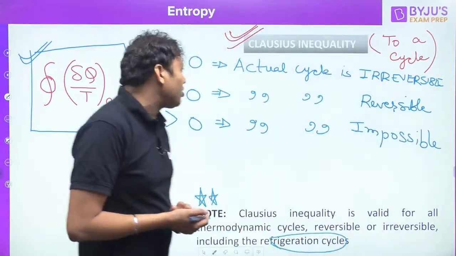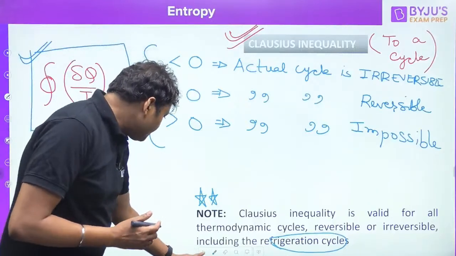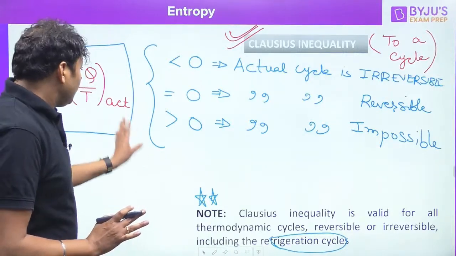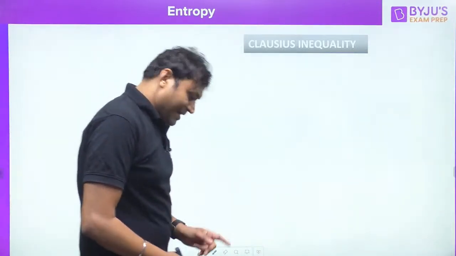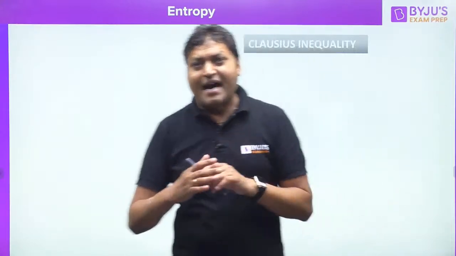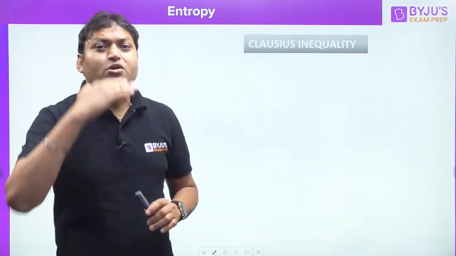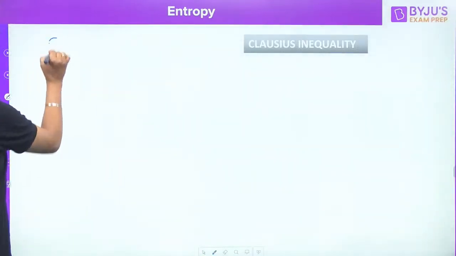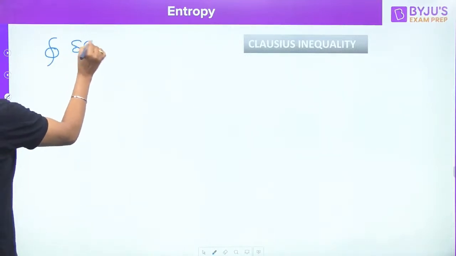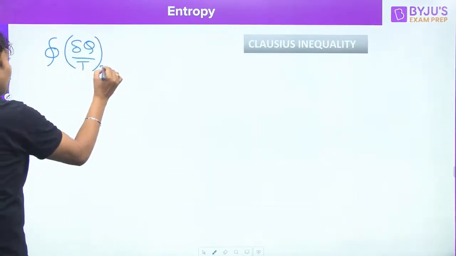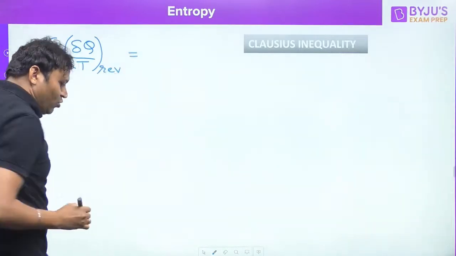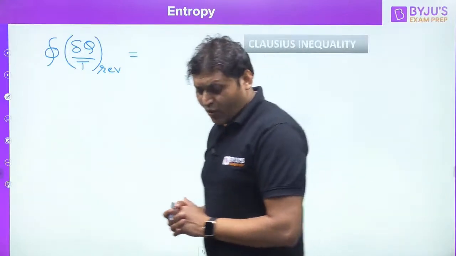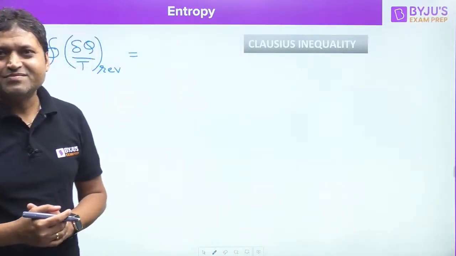Now, how is this the basis for defining the entropy? How can we define the entropy from here? Look, is this clear to everyone? I hope so. Anybody is having any doubt? Now, if we take the analysis to the next level, what we have discussed is that the cyclic integration of del Q by T for a reversible cycle is equal to what? What is the value of cyclic integration?